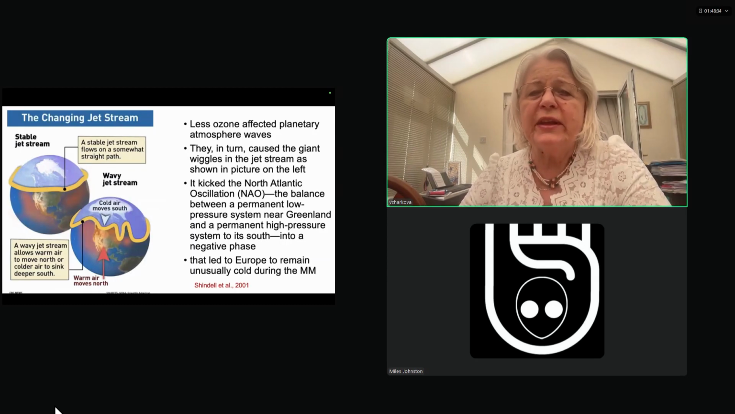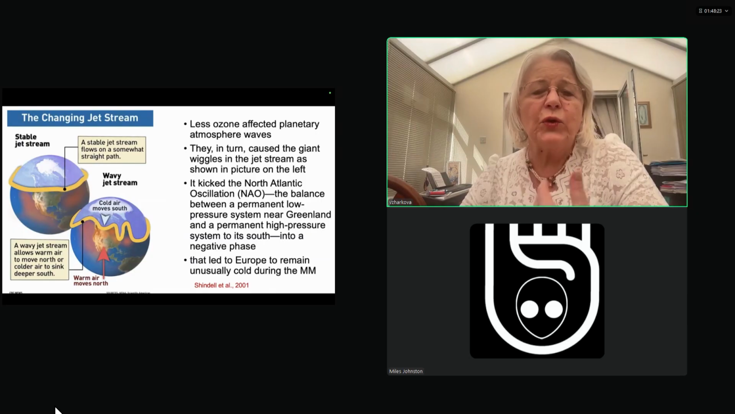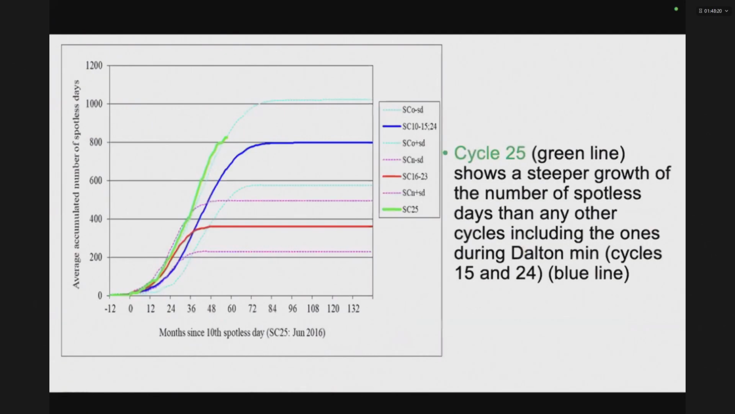Of course, they didn't know at that time about ENSO, El Nino, La Nina, southern oscillations, which have now become the subject of huge investigation because they also contribute to it. We simply did not know at that time, in 2001, how they contribute. But returning to our solar cycle, this is the plot from the official Royal Belgian Observatory showing a steep growth of the number of spotless days in cycle 25, which is much sharper than any cycle before.